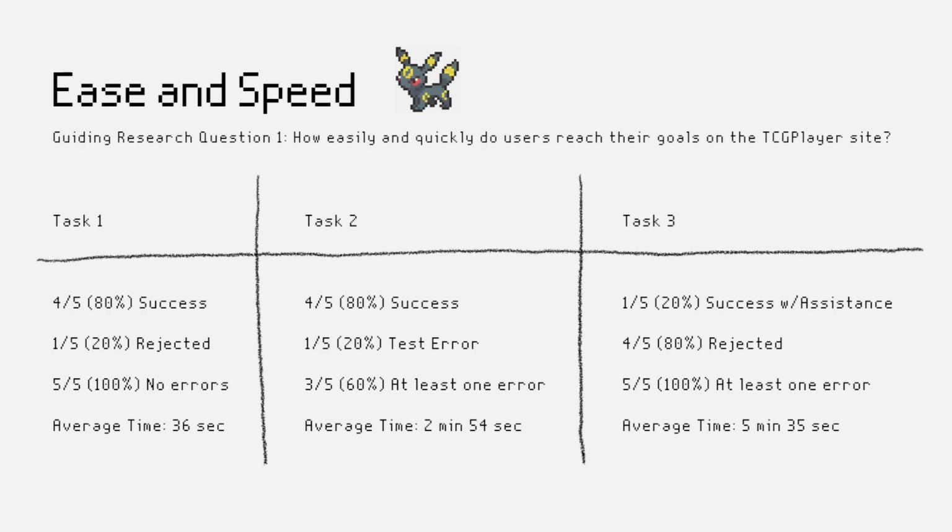These are the task data, including the success rates and average times. Rejected task attempts means that the user believed they completed the task correctly when they did not. The test error for task 2 was due to not taking into account the difference in listings for those in Canada. Note that task 3 has an unusually low success rate, high error percentage, and long task times.